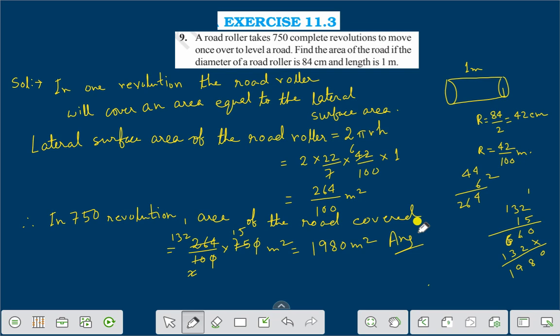First of all, you have to find that in one revolution the road roller will cover an area equal to the lateral surface of this figure, that is a cylinder. Therefore lateral surface of the road roller is 2 pi r into h, and we find the value as 264 by 100 meter square. That is, in one revolution the road roller will cover an area of 264 by 100 meter square. Therefore in 750 revolution, area of the road covered will be 264 by 100 into 750, that comes to 1980 meter square.